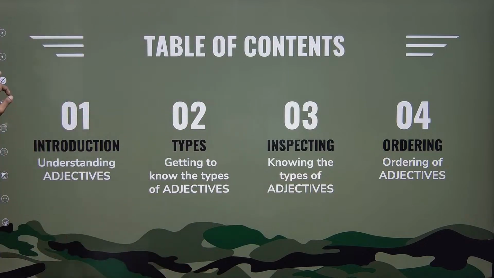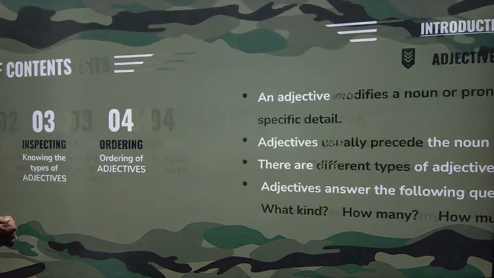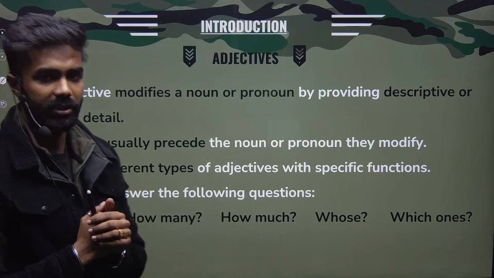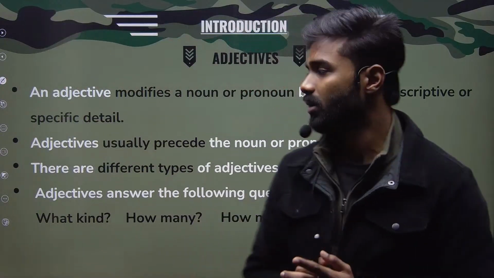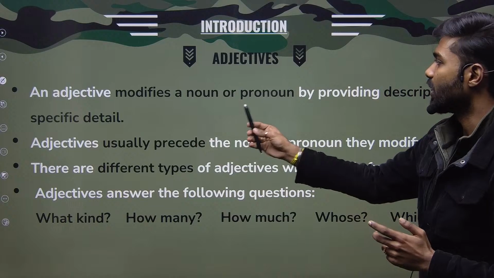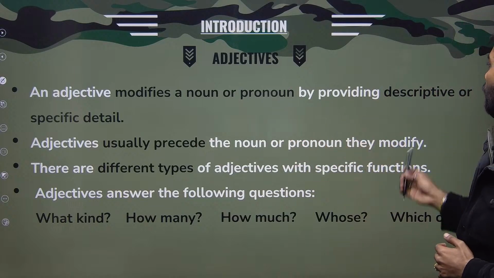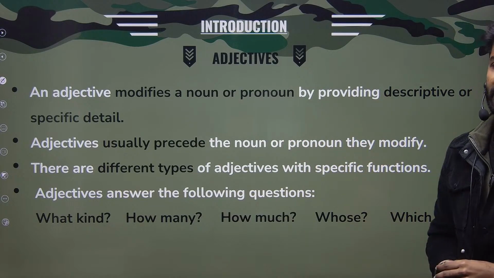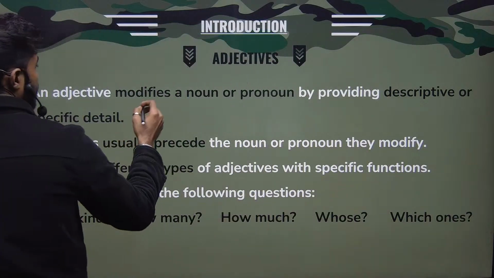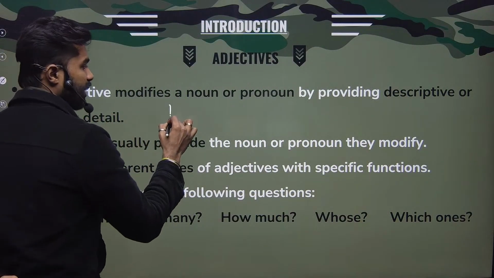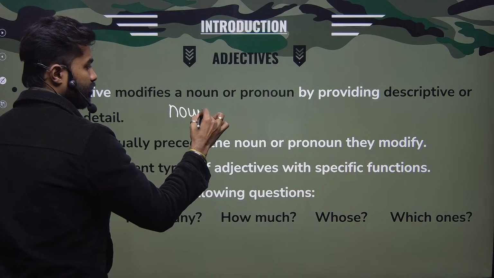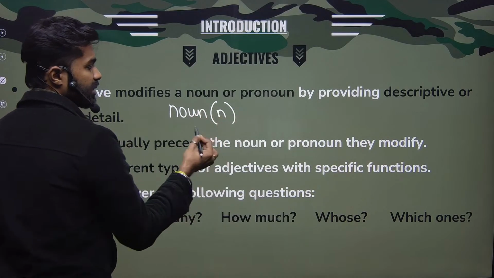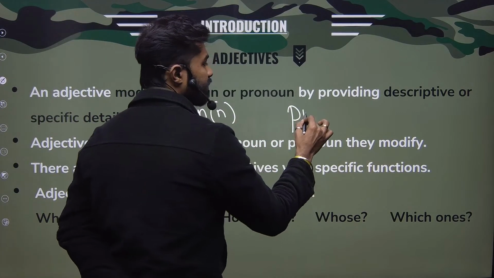First, introduction. What are adjectives? Adjectives matlab kya hota hai? See, adjectives modify a noun or pronoun by providing descriptive or specific detail. Matlab kya hai? For example, see, I have a noun which I represent like this, and I have a pronoun.